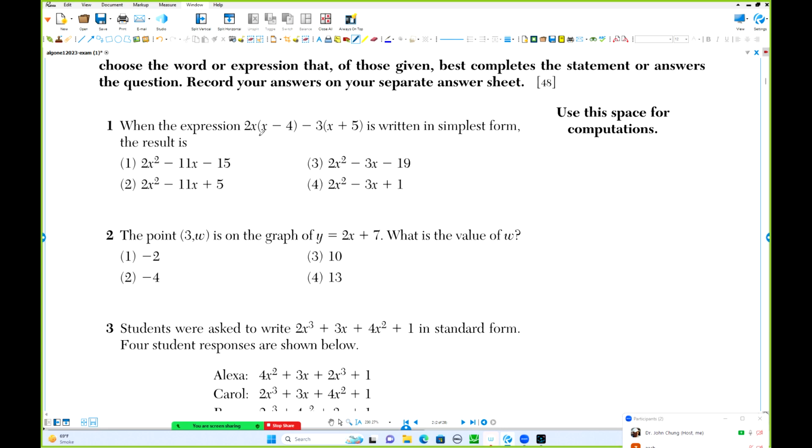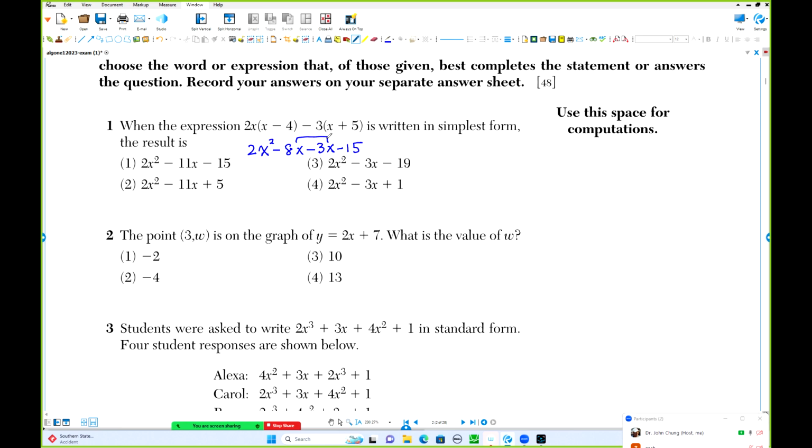The first one we can expand, because there are many like terms there. 2x times x is 2x squared, and 4 times 2 is 8x. The next one is minus 3x. Negative 3 times 5 is negative 15. Because we have two like terms, it is still not the simplest form.